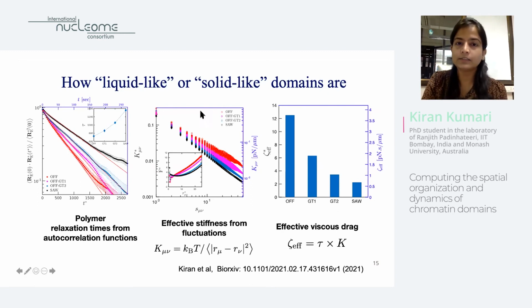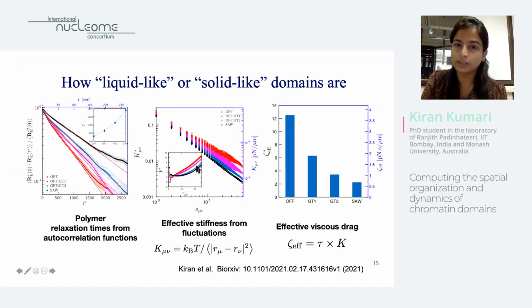To characterize the solid-like behavior, we have looked at the stiffness of the polymer, and through its fluctuation. If we look at the end-to-end distance, we observe that the off state, which is the red curve here, has the higher stiffness compared to the other three states. This can be understood from the free energy plot of the end-to-end vectors, which shows that in the off state, it is much more tilted.